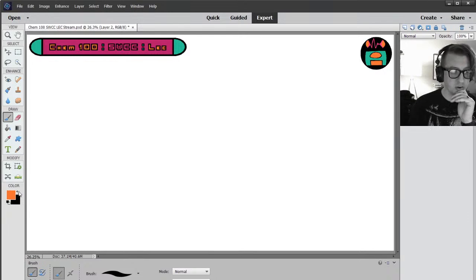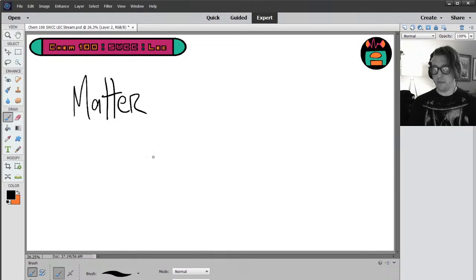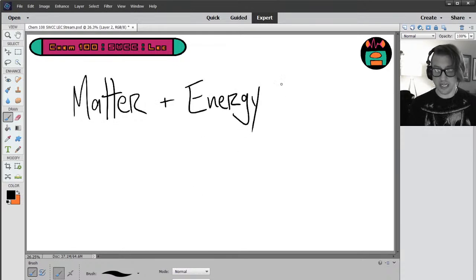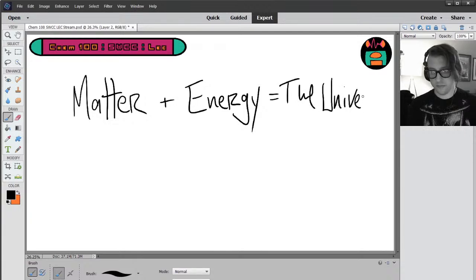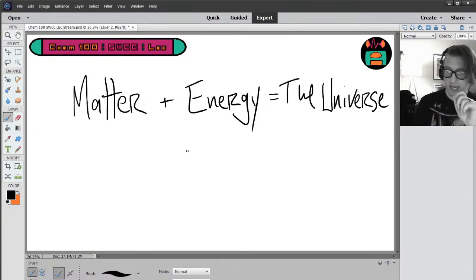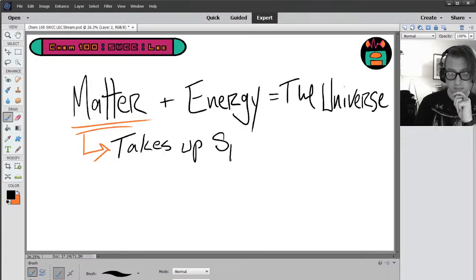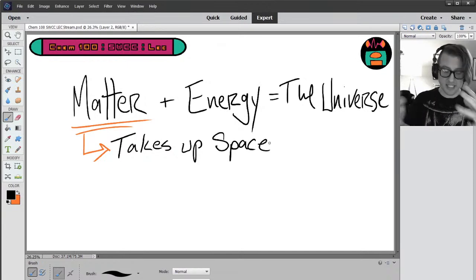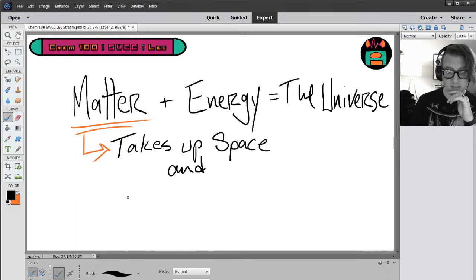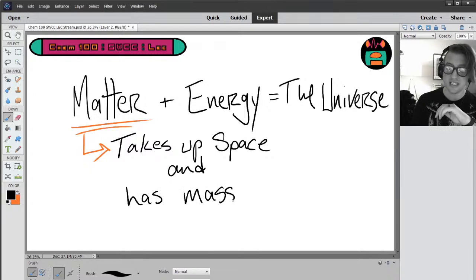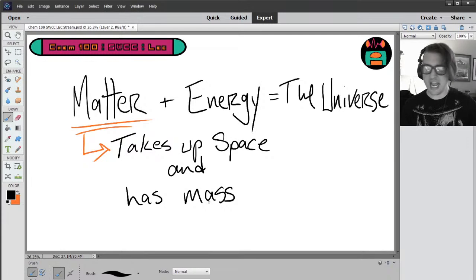Matter, however, is where we're going to start. Matter is one of two fundamental quantities in the universe. The other is energy, and matter and energy make up everything in the universe. That encompasses everything. When we talk about what matter is, it's anything that takes up space, so it has some sort of volume that it occupies, and has mass. If something both takes up space and has mass, has a weight to it, it is categorized as matter.